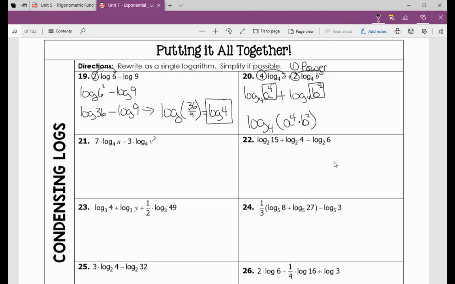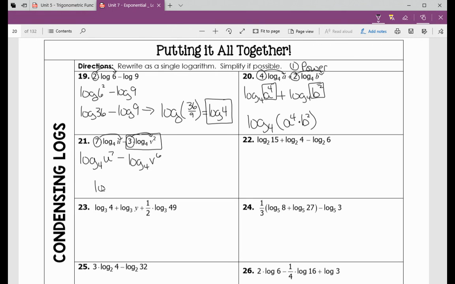In 21, I have multipliers. So I'm going to take my 7 and put that up as my exponent. You always check for those powers first. So I'm going to take log base 4 of u to the 7th. You have to be careful with this part because I am going to take the 3 up here and multiply it by the exponent that's already there. So 3 times 2, so change that exponent to a 6.